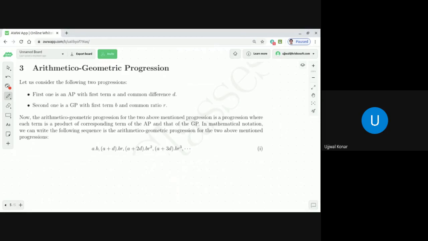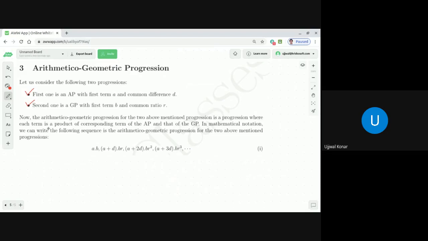Let us consider the following two progressions. First one is an AP, where the first term is A and the common difference is D. Quite common. When AP comes to our mind, what comes to our mind? Two things. What is the first term and what is the common difference? And the second progression is a GP. And again, you remember, dear students, when GP comes to our mind, what comes? What is the first term and what is the common ratio? So, the second one is a GP with first term B and common ratio R.